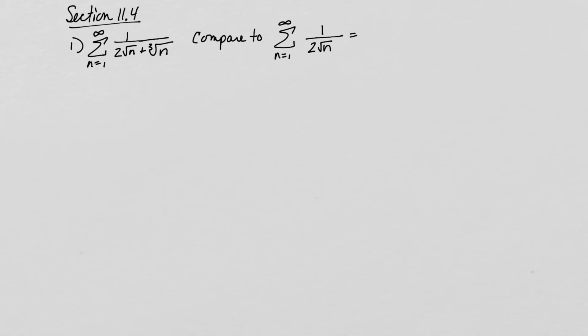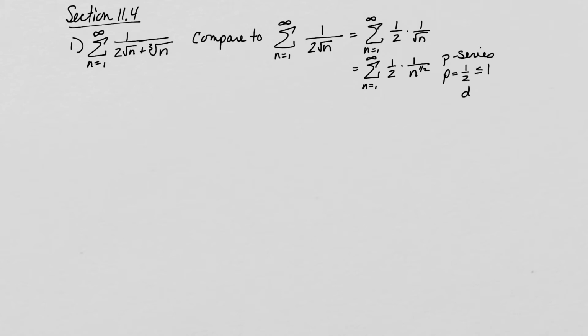So I'm going to keep the 2 square root of n part. And I can think about this series as the summation n equals 1 to infinity of 1/2 times 1 over square root of n, or really the summation of 1/2 times 1 over n to the 1/2 power. And so this makes this a p-series. Our p in this case is 1/2, and 1/2 is less than or equal to 1, so it diverges.